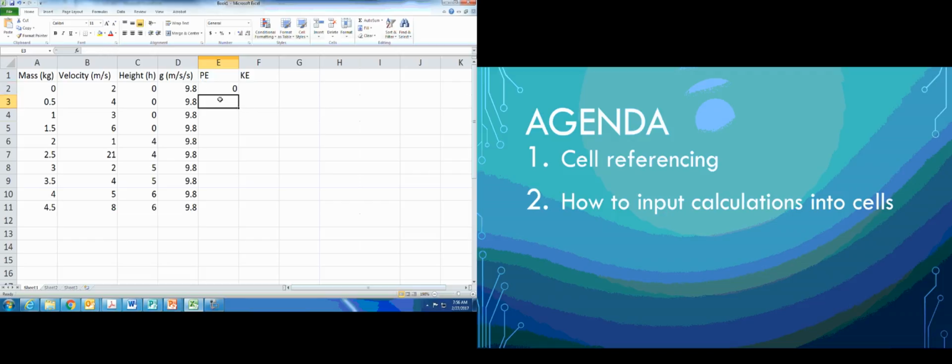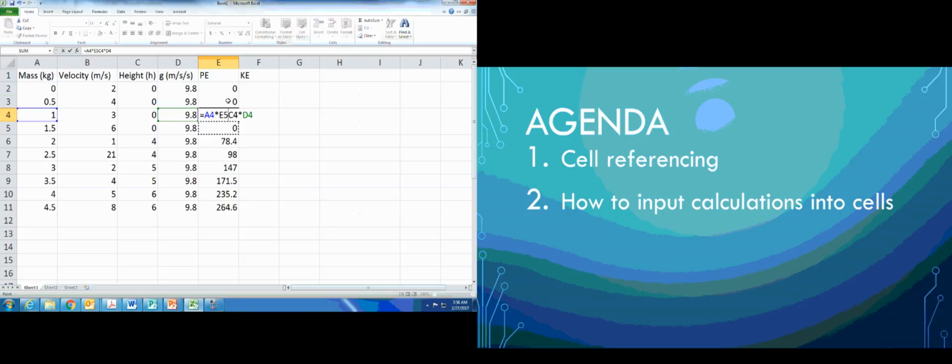Now, you can keep putting it in your equation every time, or you can just grab this little black plus in the bottom right corner, and you can pull it down. That's one way to find out all your potential energies. And all that does is the computer is going to know, hey, you started with A2 times C2 times D2. Now, the next row, it's going to move everything down here. So now it's A3, C3, D3, and so on and so forth. It keeps moving it down.